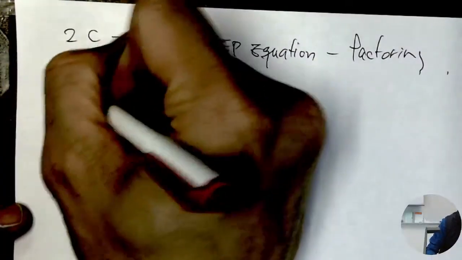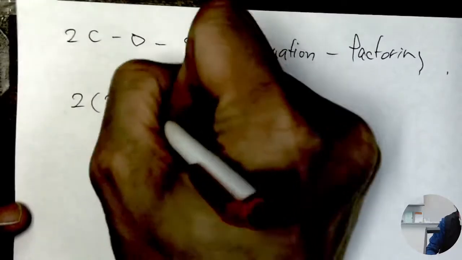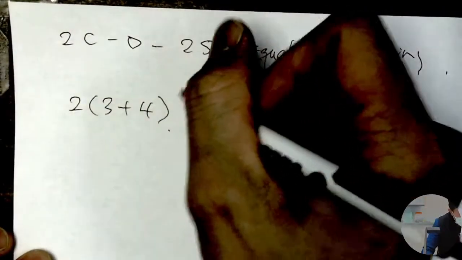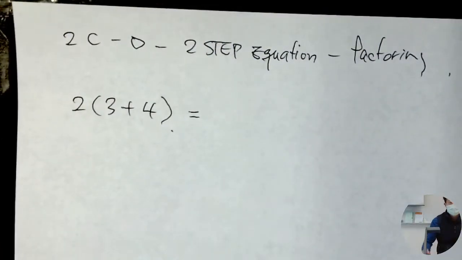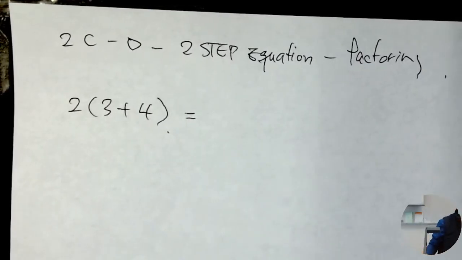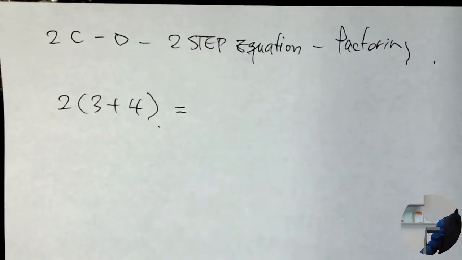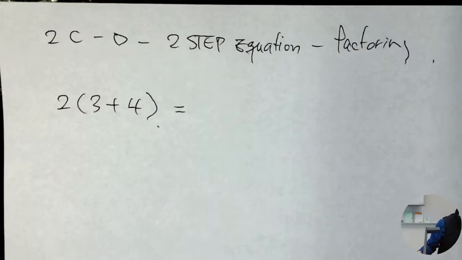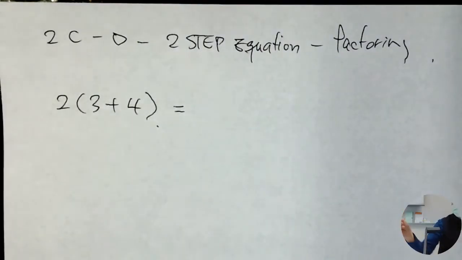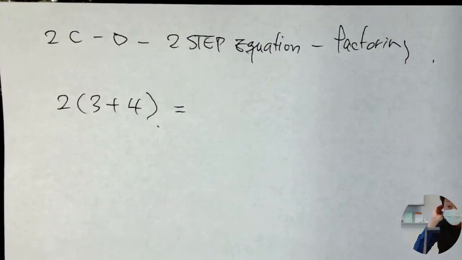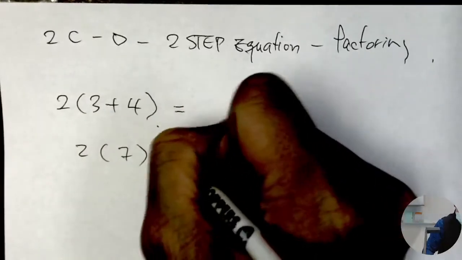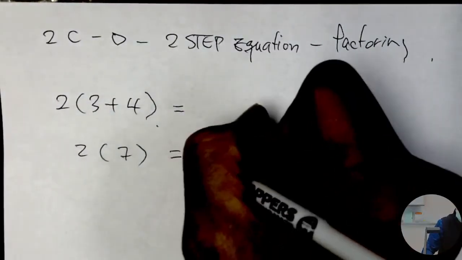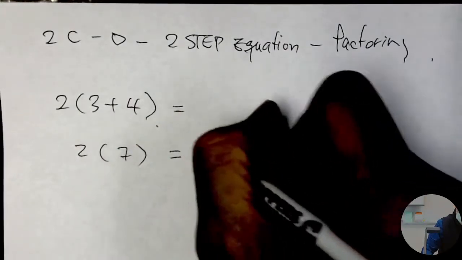I'm going to start with something easy, okay? 2 bracket 3 plus 4 equal to something. How do I solve for this? Do you guys know how to solve for this? What is the answer for this? Use your basic math, right? Yes, Sophia. Sophia, what is it? Do the addition first. So it becomes 2 times 7, correct? Would be 14. All right.